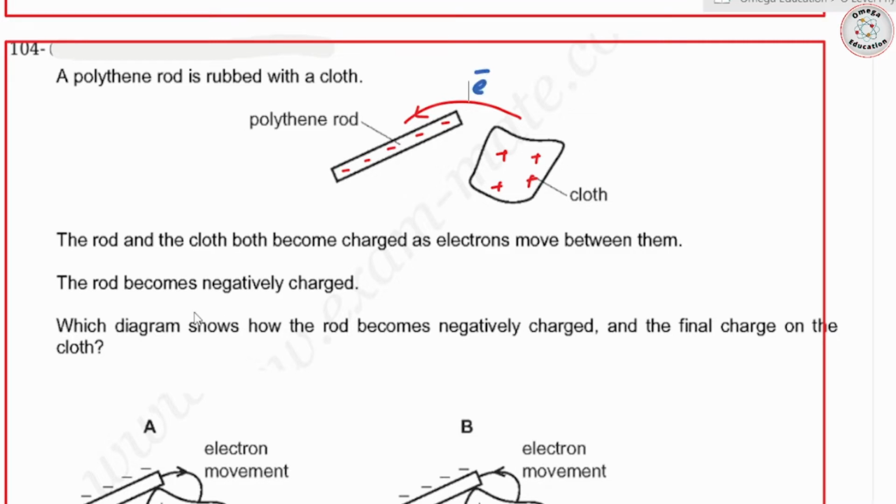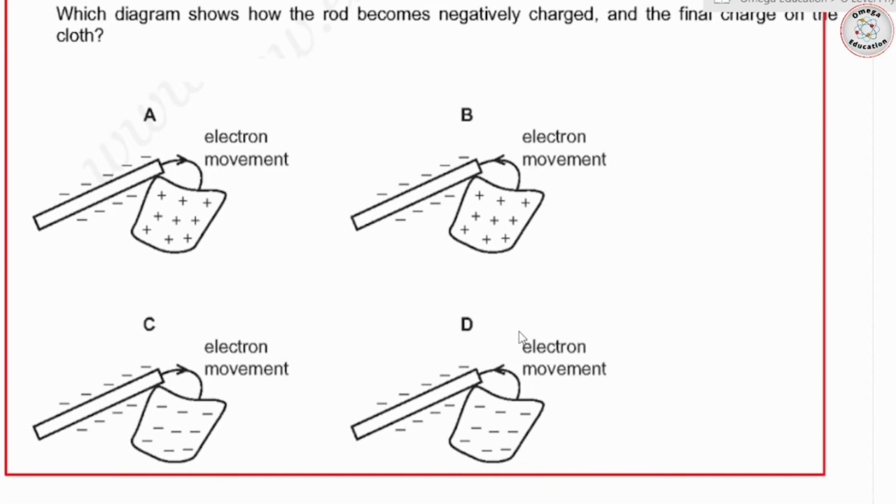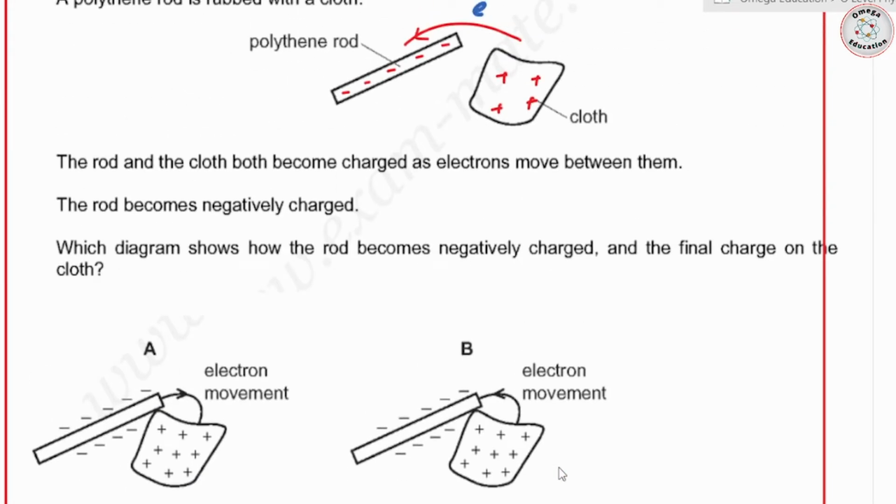Which diagram shows how the rod becomes negatively charged and the final charge on the cloth? Like I said, if the rod is becoming negatively charged, then the cloth would obviously be getting positively charged. So the final charge on the cloth has to be positive, so you can discard option C and option D, because these two options show that the piece of cloth has negative charge. However, the piece of cloth must have positive.